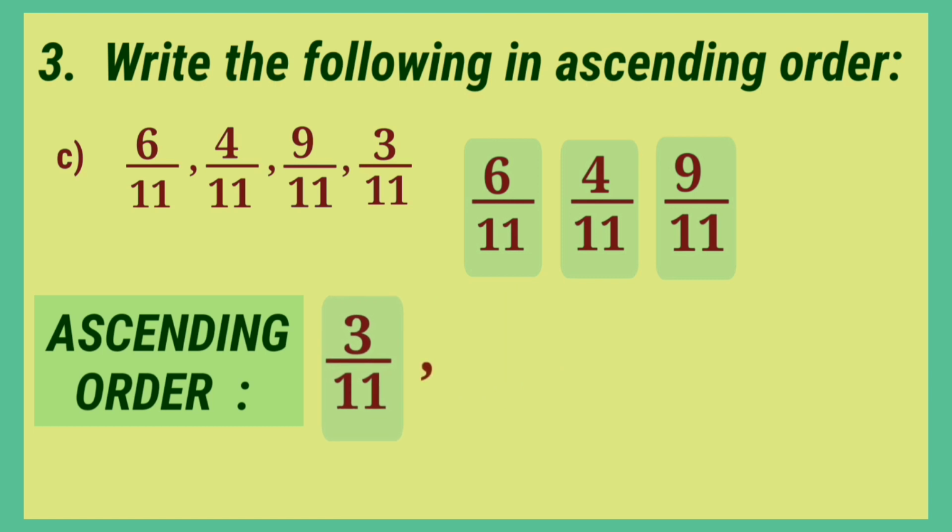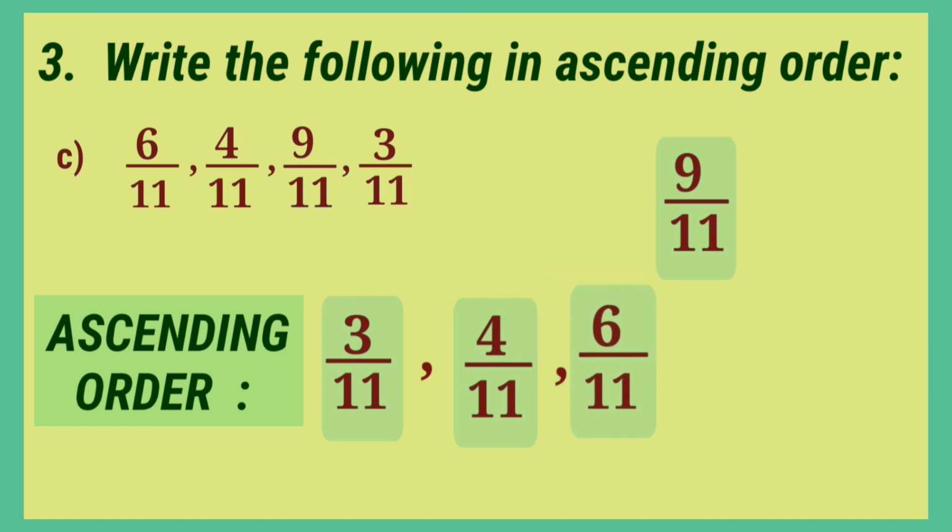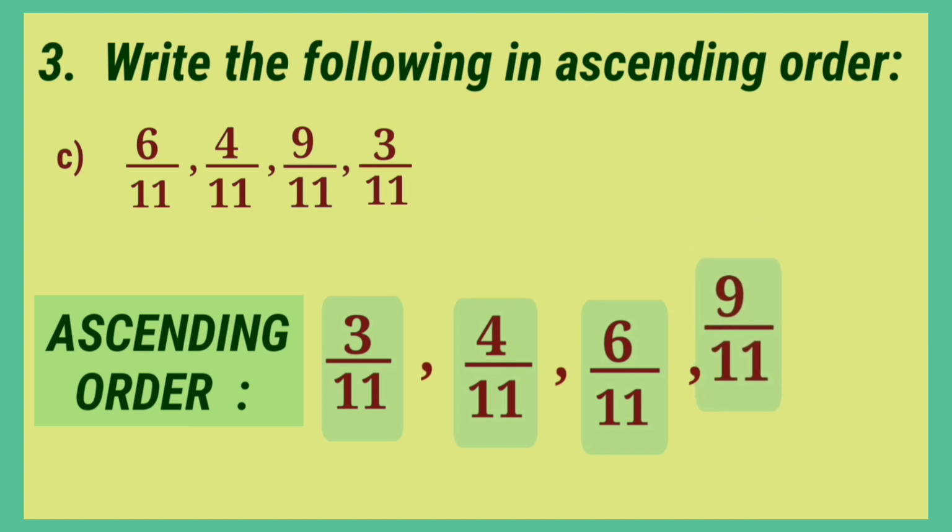Out of 6, 4 and 9, 4 is the smallest numerator. So we'll keep the fraction 4 over 11 at second place. Out of 6 and 9, 6 is smaller, so we'll keep the fraction 6 over 11 at third place in ascending order. Now the last fraction left, that is 9 over 11, which is the largest, we'll keep at last in the ascending order.